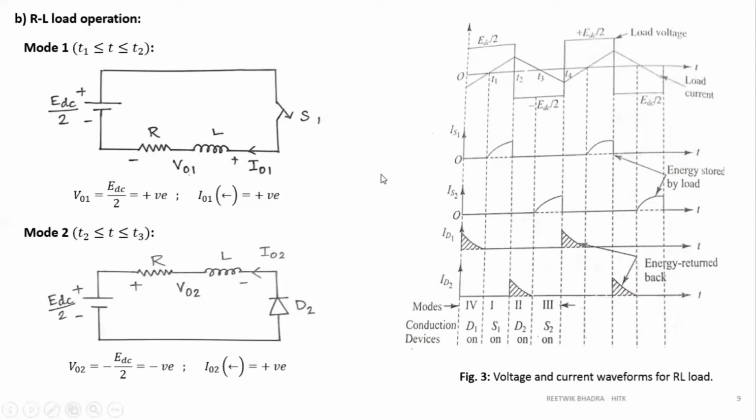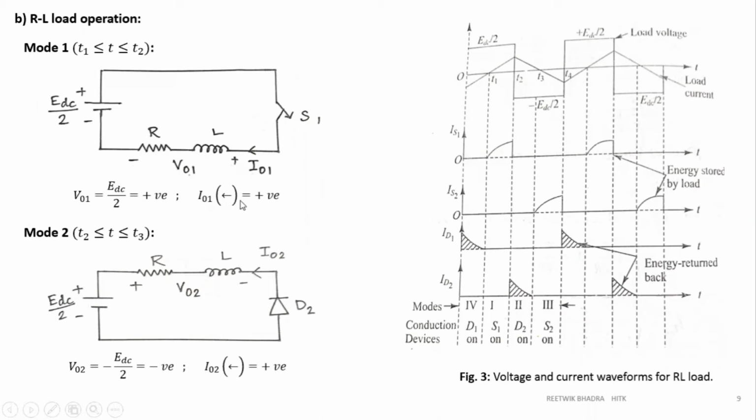In case of any doubt, you just ask me in between also, no problem. In case of RL load, the first mode is T1 to T2. That means we are studying this T1 to T2. So what happens during this mode? Switch S1 is on. So current flows from this positive through S1, goes through this inductive load and to this negative. So IO1 is from right to left, so it is positive. Since IO1 is flowing in this direction, this terminal will be positive and this will be negative, so VO1 will be positive. So VO1 is equal to EDC by 2 positive.